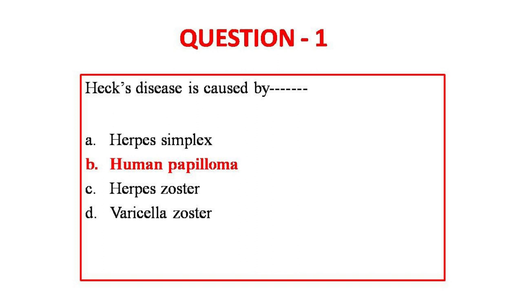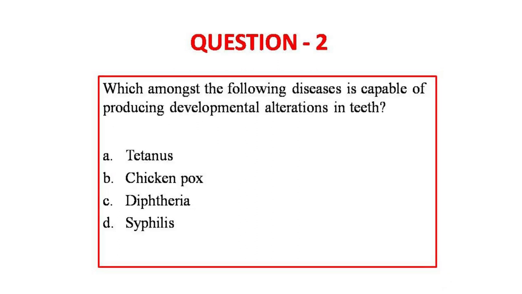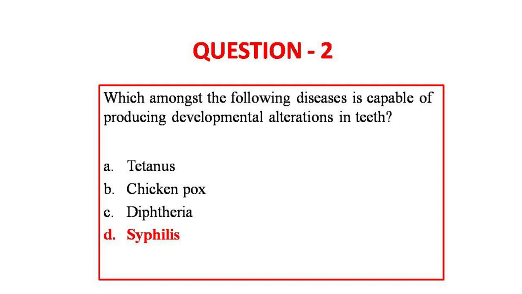So moving on to question number 2. Which amongst the following diseases is capable of producing developmental alterations in teeth? They've given us 4 options: tetanus, chickenpox, diphtheria, and syphilis. The answer is syphilis. As we all know, it causes Hutchinson's teeth. It is a sign of congenital syphilis.